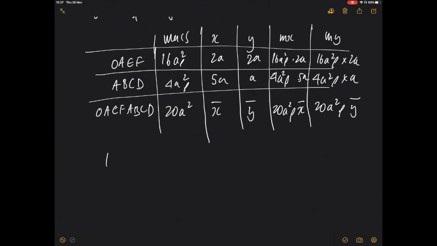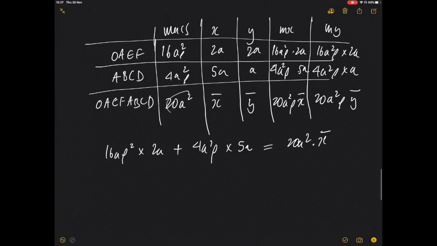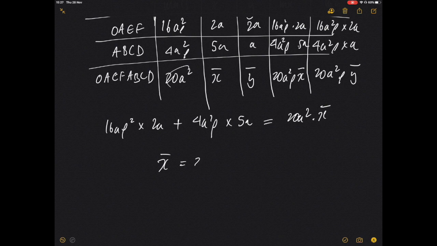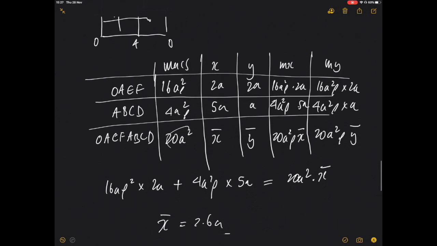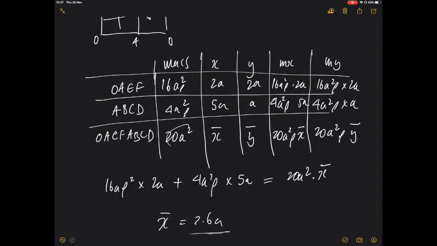So we would say that our 16a squared rho multiplied by 2a, our first value, plus, working down the table, 4a squared rho multiplied by 5a, equals our 20a squared multiplied by x bar, and so on, and that would give our same answer of 2.6a. It's just a simple way. However, as you've just seen with me, it can get quite confusing. If they're simple shapes, you might choose to just work it out simply.